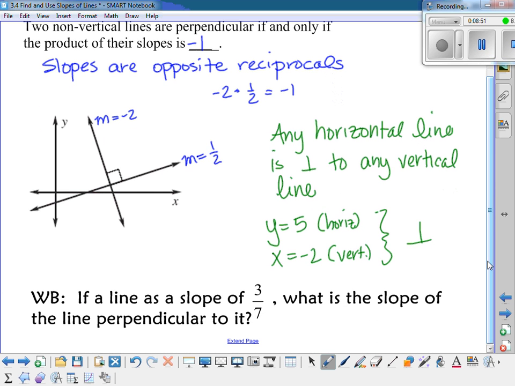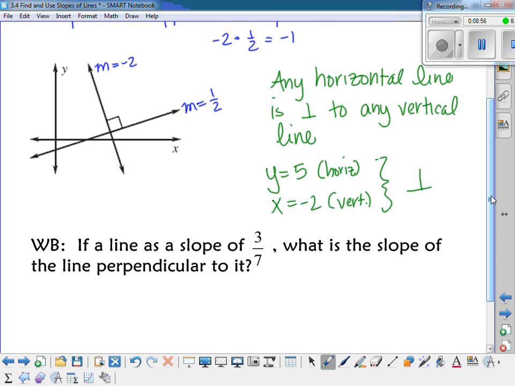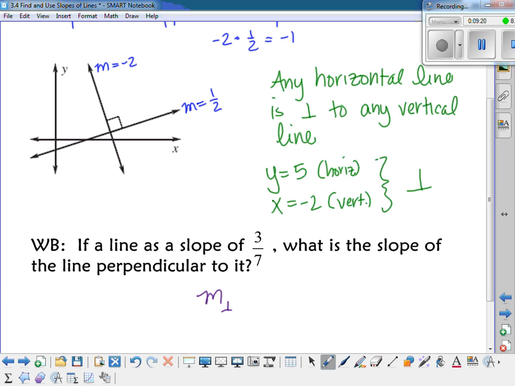So on your own, I would like you to do this problem. If a line has a slope of 3/7, what is the slope of the line perpendicular to it? Okay, well, if lines are perpendicular, that means that their slopes are opposite reciprocals. So since 3/7 is positive, my perpendicular slope is going to be negative. And then I take the reciprocal, so 7/3. So the slope of the line perpendicular to it would be -7/3.